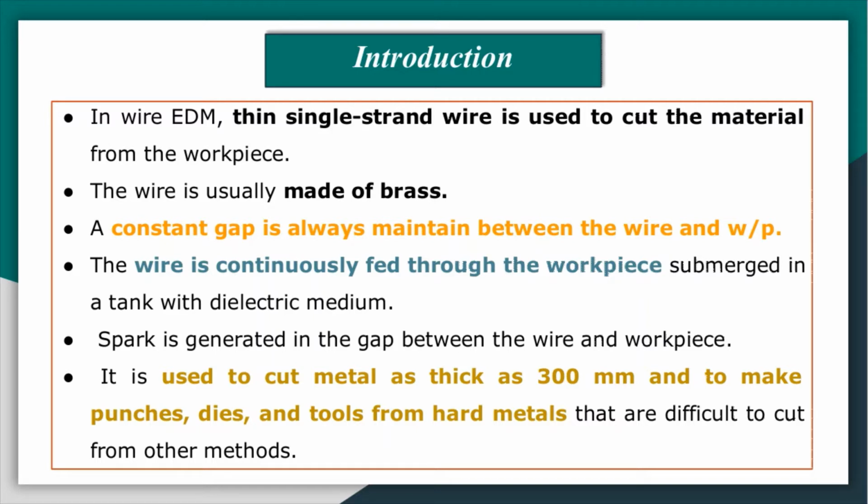Mostly different kinds of dies and molds are fabricated or machined using this EDM process, because there is a very small diameter wire which passes through the workpiece. Between this wire and the workpiece there is a very small electrode gap, less than 25 micron, which is maintained. So any complicated surface can be generated by moving this wire.